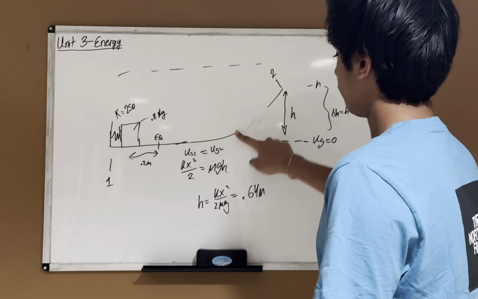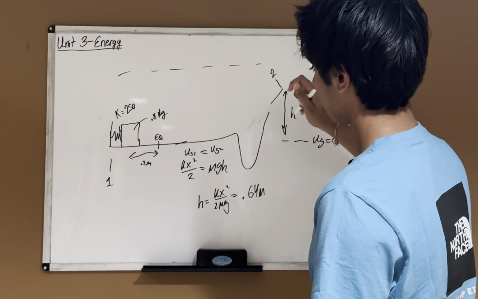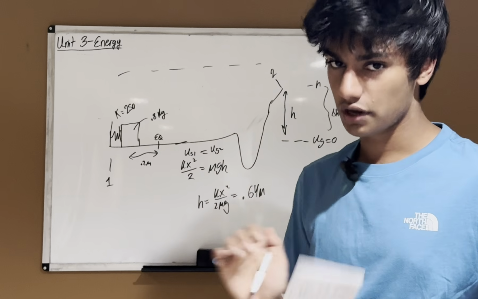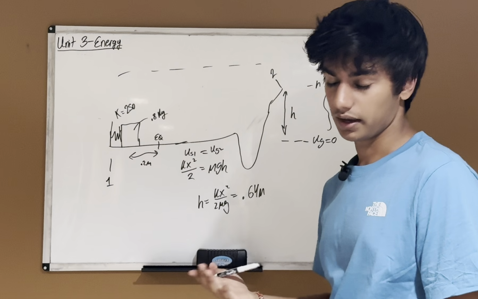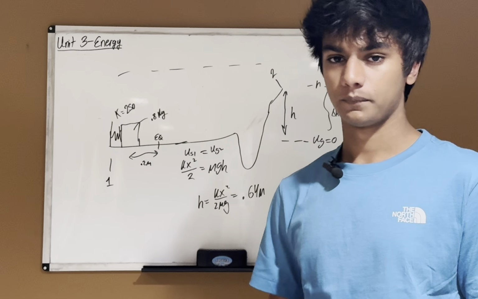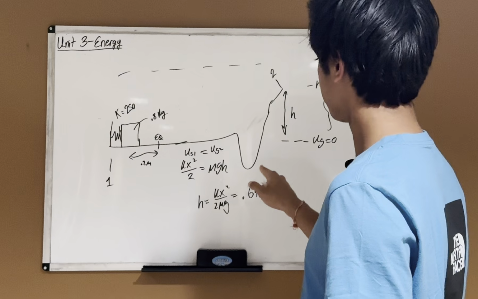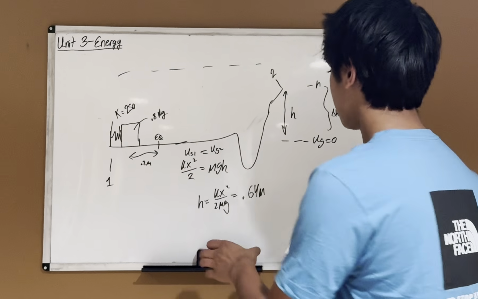Let's just say for another case, we have a ramp, and it goes like this, dips. Would our height change? And the answer is no, our height would not change, because again, UG and US are both terms that are path independent, which means the path doesn't matter, and so it goes to the same height no matter what type of ramp it looks like.